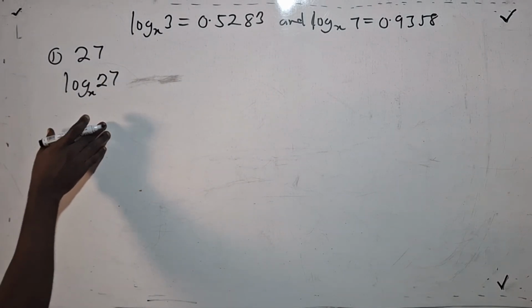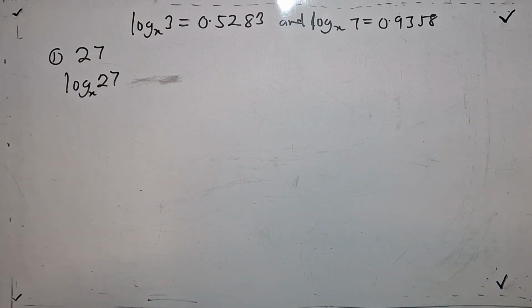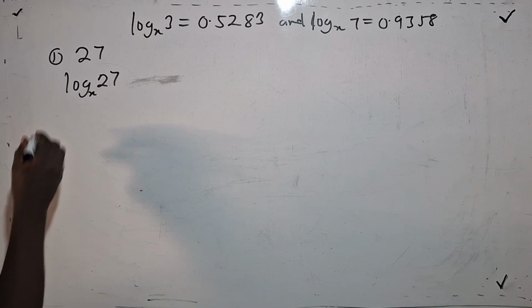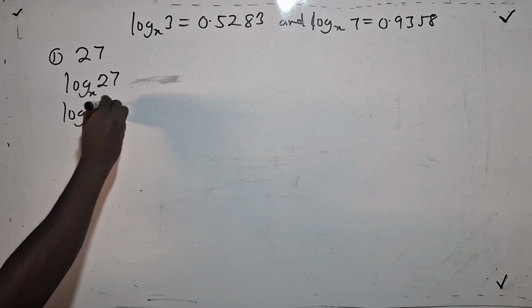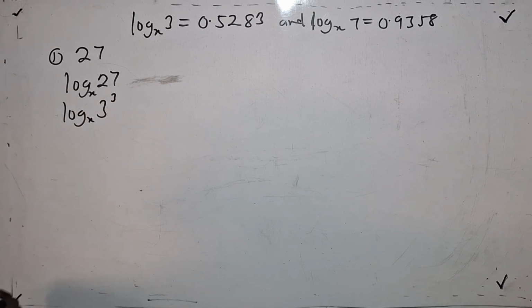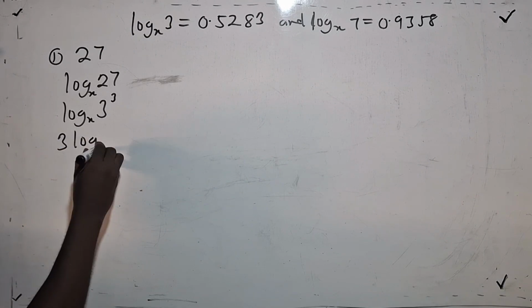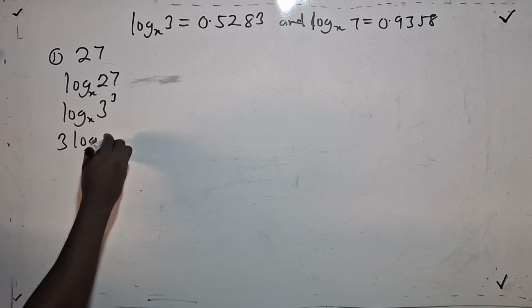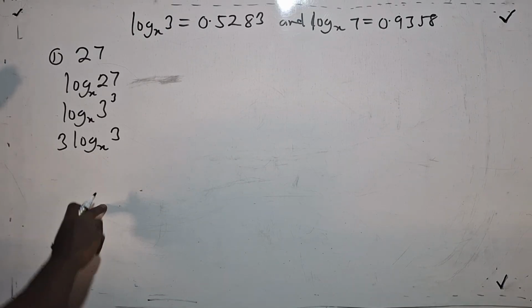And can we express this in any of these? Yes, we can express this 27 in threes. So this one will give us log base x of 3 raised to the power 3. Yes, 3 raised to the power 3 will give us 27. So this one will give us 3 log base x of 3.